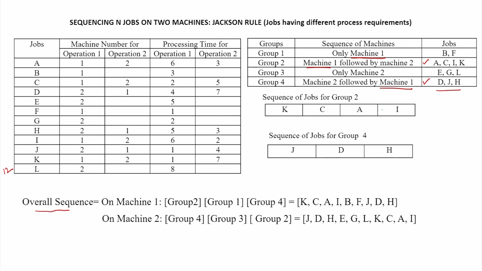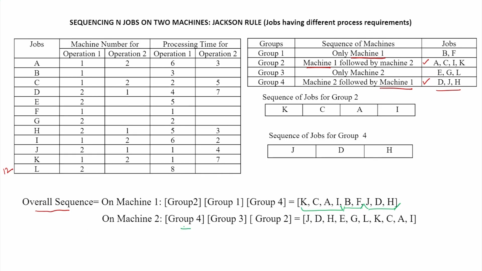On machine 1 my optimal sequence is K C A I, that is jobs of group 2 in the optimal sequence, followed by jobs which require only machine 1, and then followed by jobs which are coming from machine 2. Same way on machine 2, first we will put group 4.